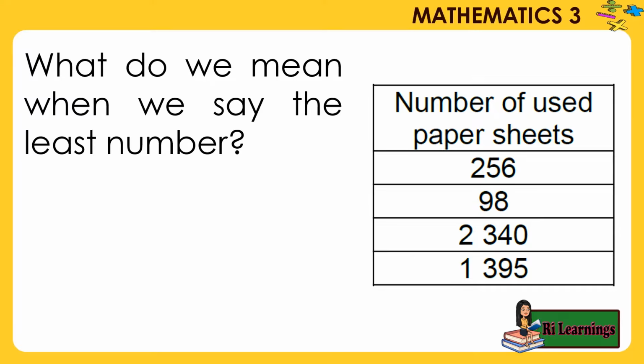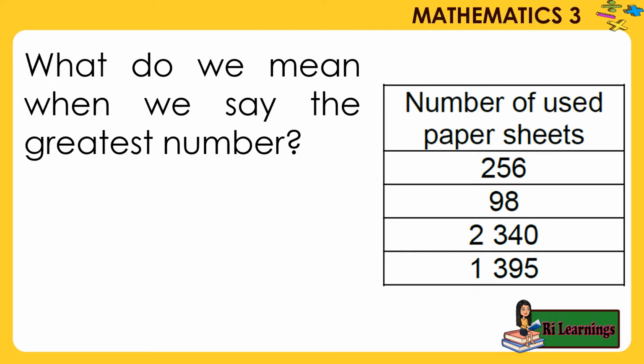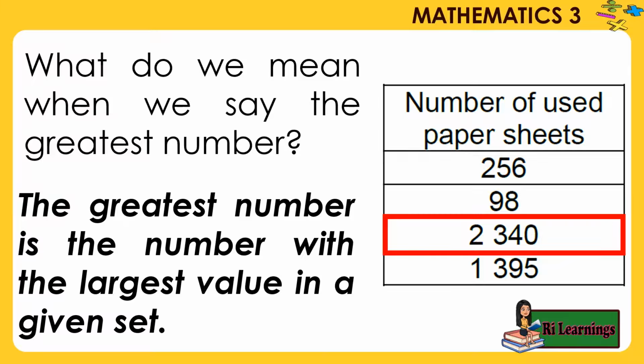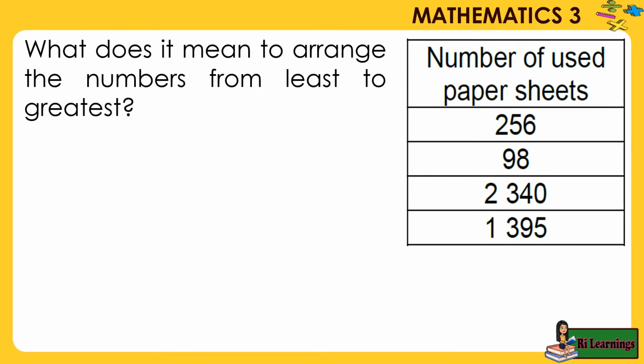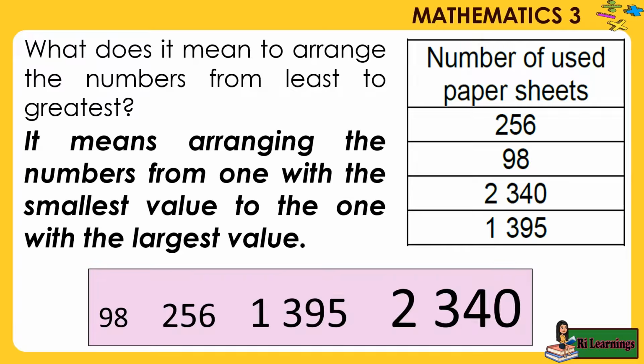What do we mean when we say the least number? The least number is the number with the smallest value in a given set. What do we mean when we say the greatest number? The greatest number is the number with the largest value in a given set. What does it mean to arrange the numbers from least to greatest? It means arranging the numbers from the one with the smallest value to the one with the largest value.